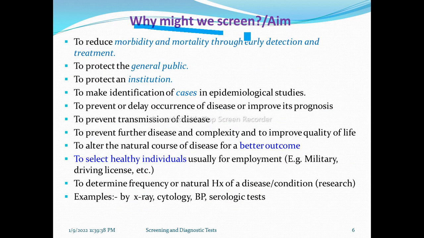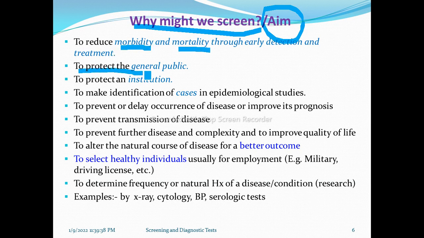Why might we screen? Why do we make screening, or what is the aim of screening? The first one is that we screen to reduce the morbidity and mortality of the population through early detection and treatment. So if asymptomatic individuals are detected early, they will get early treatment, so we can prevent morbidity and mortality.